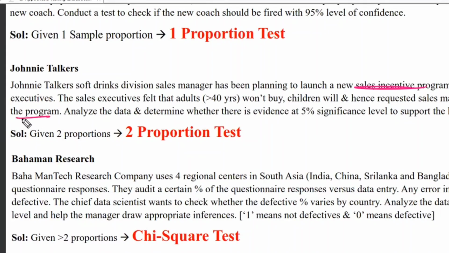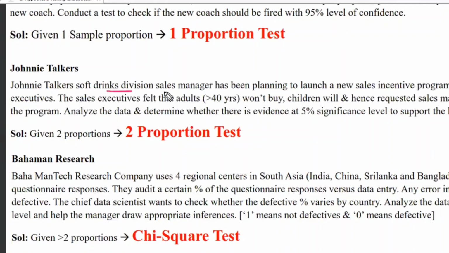Sales executives are saying that don't introduce the program. The sales executives felt that adults won't buy this one. Only children will buy. Hence they requested the sales manager not to launch the program. If you give us the targets, we can't complete the targets, because this is a child drink, we can't complete the target.